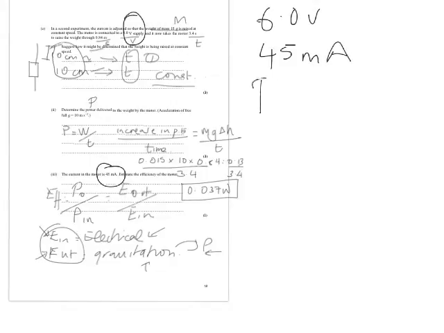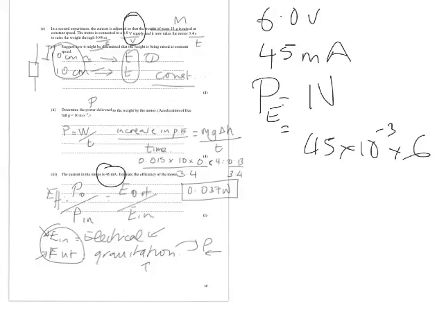Now previously in the question, we were given the voltage, 6 volts. And now suddenly we're given the current, 45 milliamps. If we remember from the previous section, electrical power is equal to current times voltage. So we can now work out the electrical power that's given in. Current, 45 times 10 to the minus 3, times 6, gives us 0.27 watts.